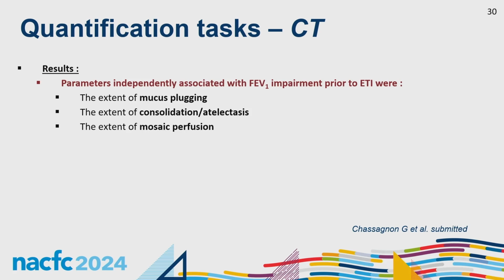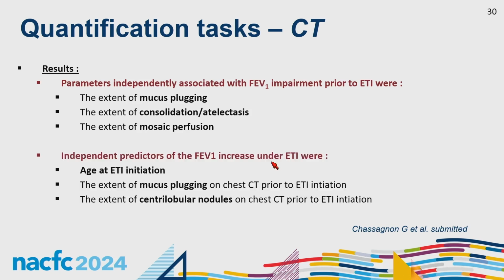We also use this tool to assess the relationship between functional and morphological changes. And what we saw is that the parameters that were independently associated with FEV1 impairment prior to ETI were the extent of mucus plugging, consolidation and atelectasis, but also mosaic perfusion, so a mix of large and small airway disease.